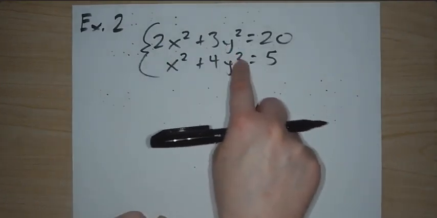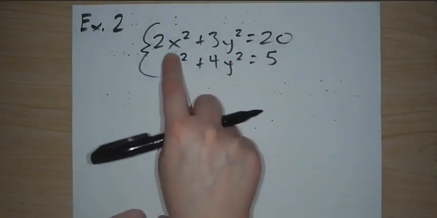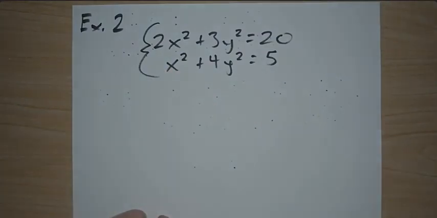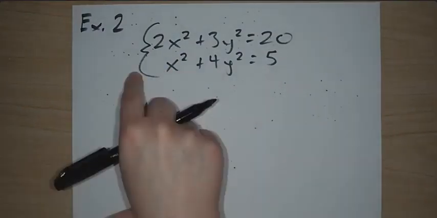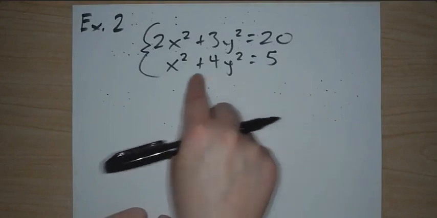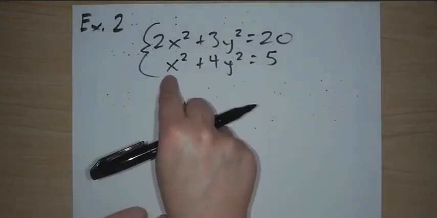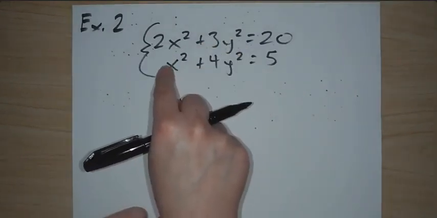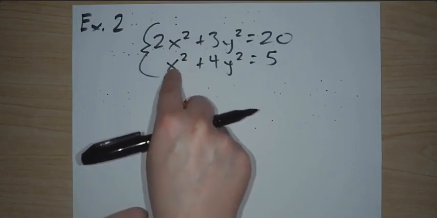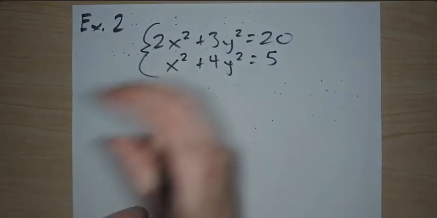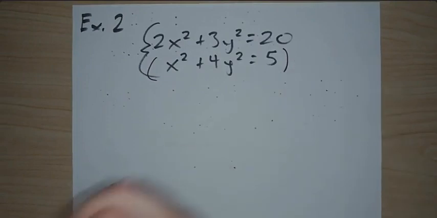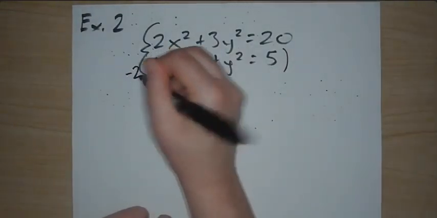I look at our variables and I figure out that I want to eliminate x squared because it's by far the easiest to multiply and get rid of. So I'm going to do so. I need to multiply this x squared by -2 so that when I add them, these 2x squared and -2x squared will cancel out. So I'm going to multiply this entire bottom equation by -2.